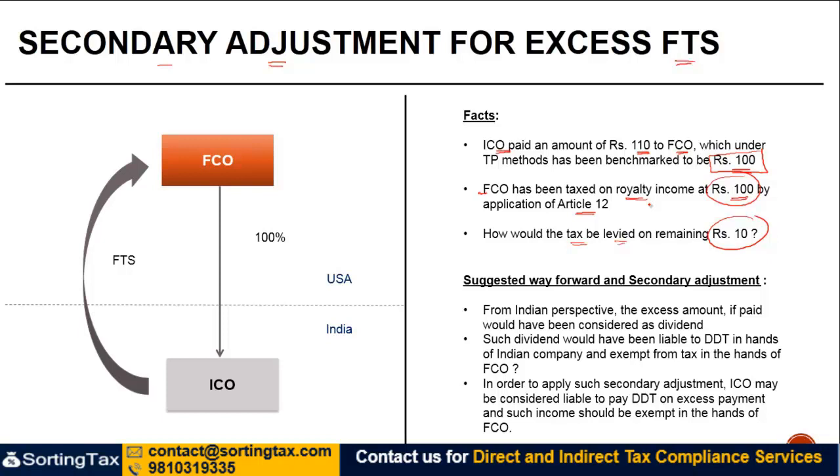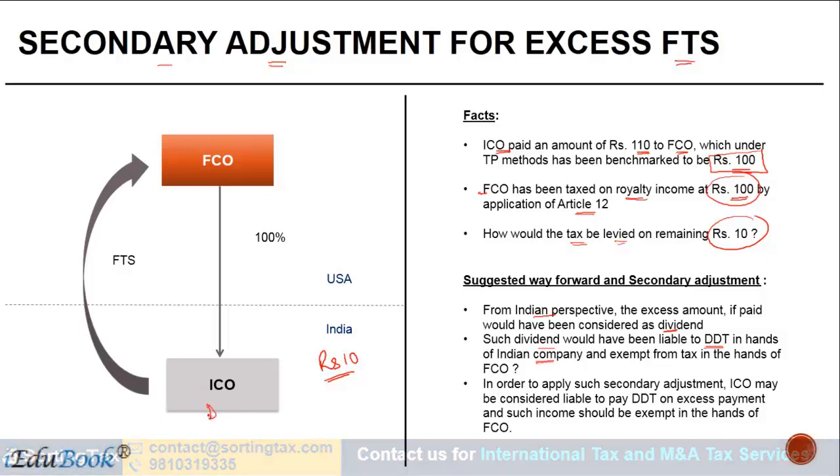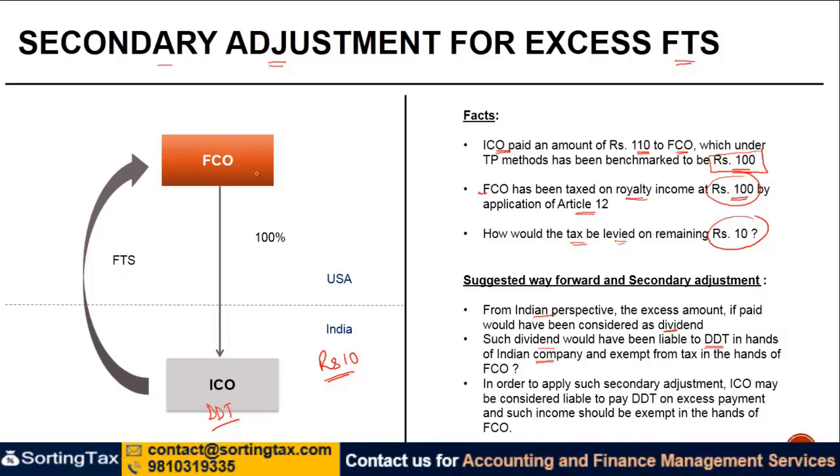One of the suggested ways forward, and the way the secondary adjustment will work, is that if you just for a minute forget about the foreign company, if the Indian company, from an Indian perspective, were to pay this excess 10 rupees to the foreign company, if it was not FTS, then they would have paid this by way of dividend. The dividend paid would have been liable to dividend distribution tax in the hands of the Indian company here. And then the foreign company would have been exempt from tax on such income.